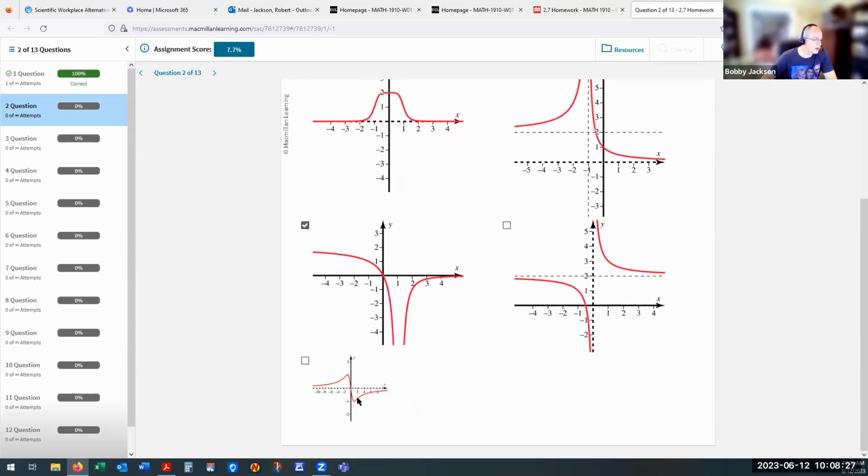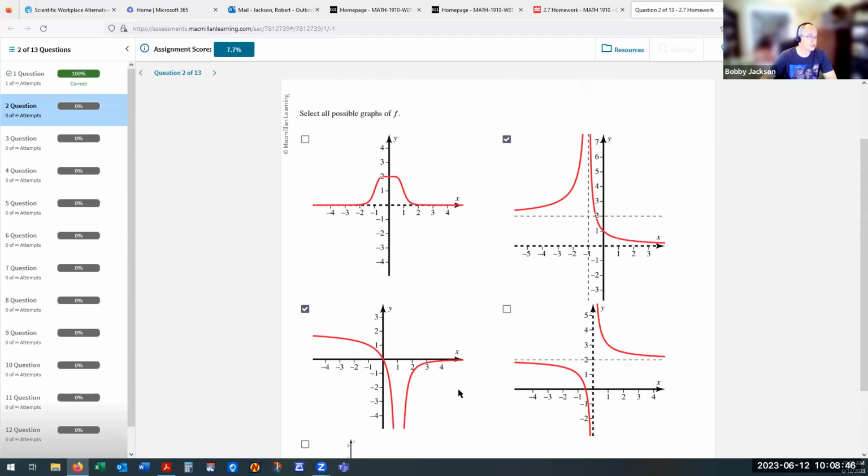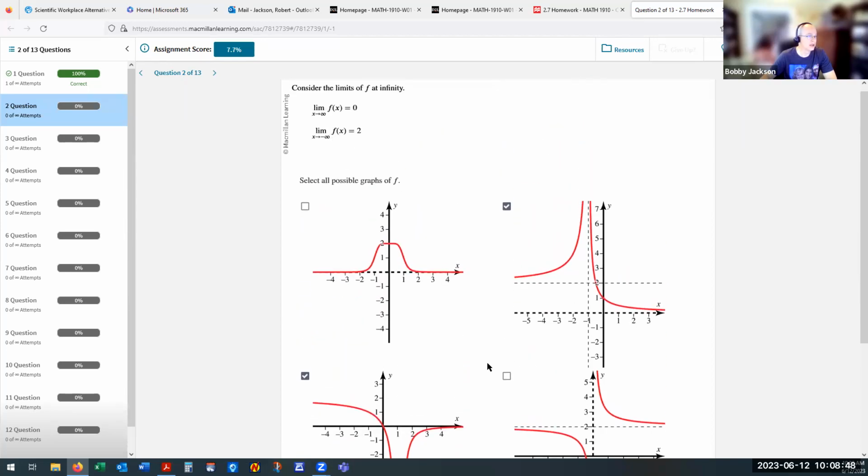And then this one's kind of hard to see. You might want to zoom in your browser to look at it. But as x goes to infinity, it looks like we're approaching 0 from below, right? From below, getting closer to the x-axis. But as x goes to negative infinity, it looks like we're approaching 0 as well, and not 2. And so I would not select this one because this second limit is not true.